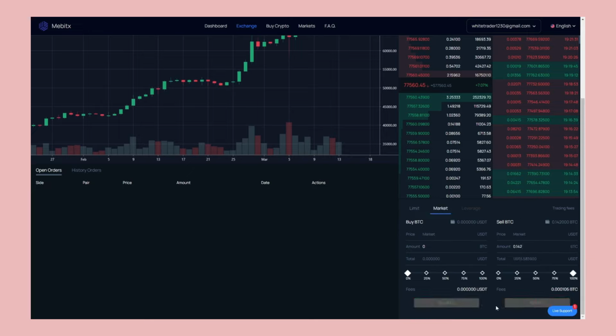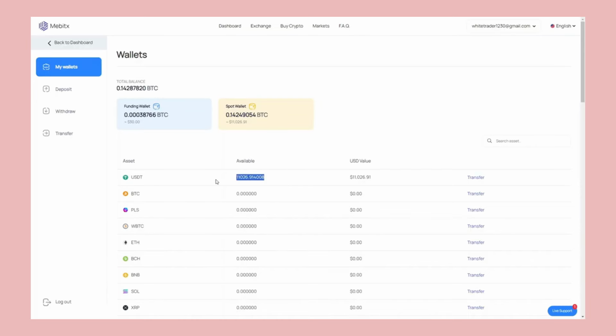Congratulations, we have successfully sold Bitcoins and received USDT. Now, we need to go to the Wallets tab and check the balance of our spot wallet and make sure that USDT is credited to our balance.